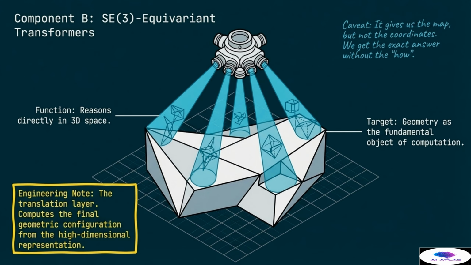The caveat here is that, while it gives us the map, it does not provide the coordinates in a way we can easily use. We get the exact answer without the how. The target is the geometry itself, viewed through the lens of mathematical transformations. This module ensures that the predictions remain consistent regardless of how the protein is rotated or moved in space, which is a key requirement for physical accuracy. It bridges the gap between the abstract math of the Evoformer and the physical reality of a protein structure, even if the internal logic of that bridge remains hidden from us.